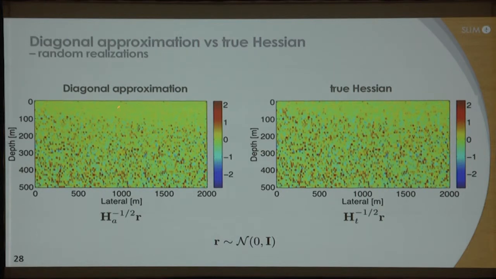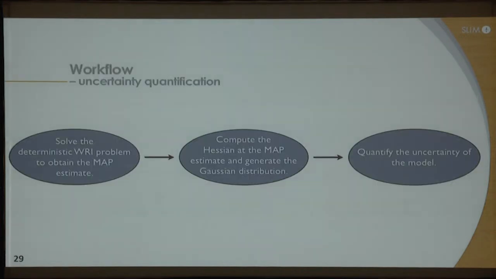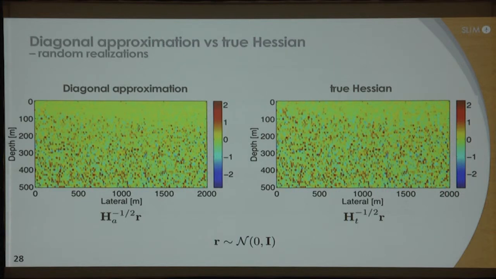So this one is random samples that we generate with the diagonal approximation, and this one is random samples that we generate with the true Hessians. So we can see that they are quite similar, right? It's quite similar in the amplitude. And if you generate a large number of these samples, the behavior of these two should be very, very close to each other.